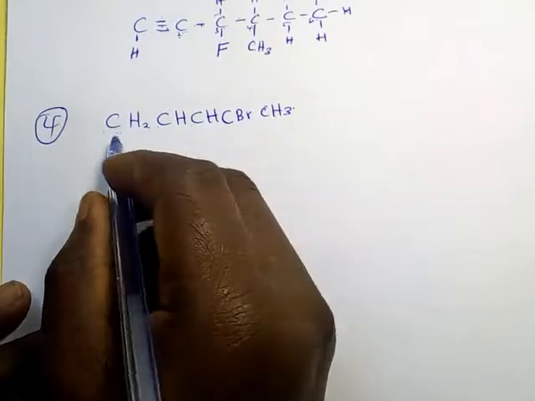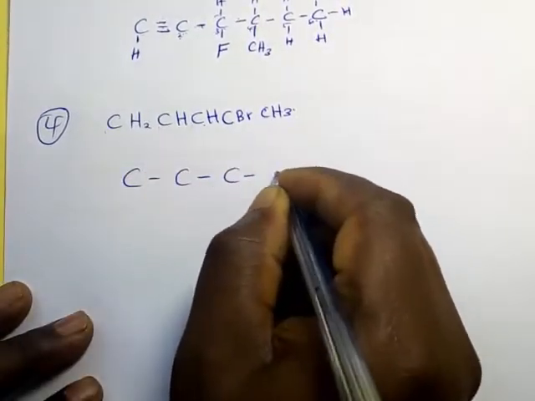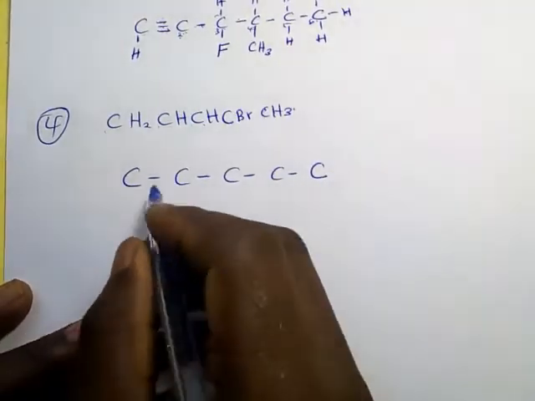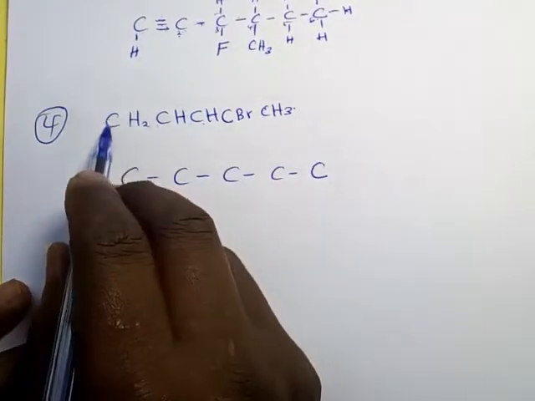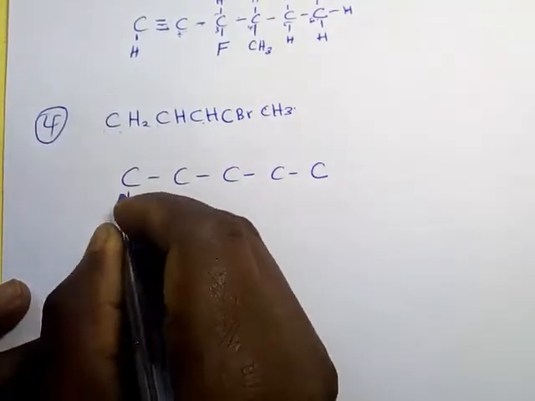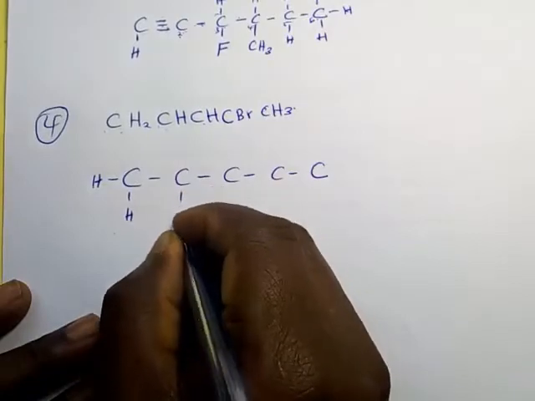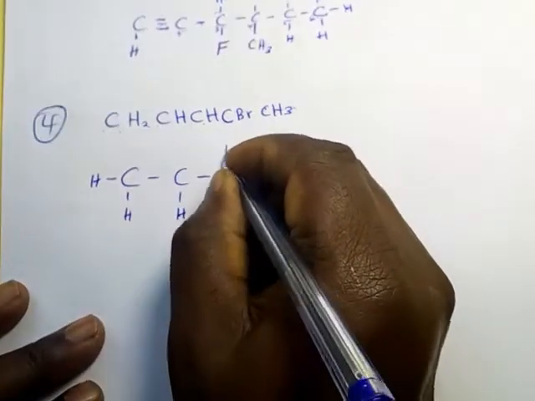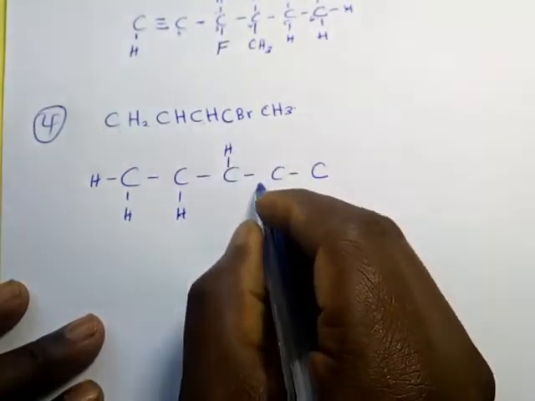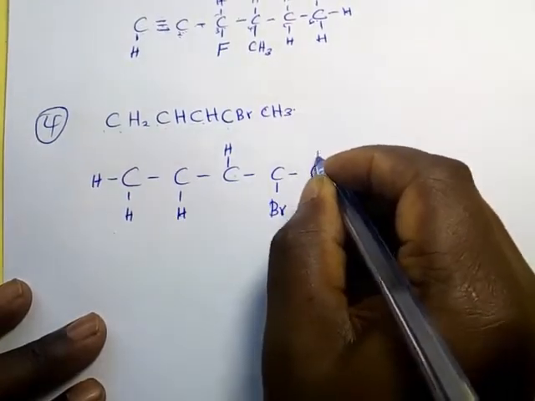So open the structure. 1, 2, 3, 4, 5. Then put the hydrogens that are present on carbon number 1, or let me call it 1 from this side. We have 2 of them. On this 2 we have 1 hydrogen. Here we have 1 hydrogen. Here we have bromine, and then here we have 3 of them.